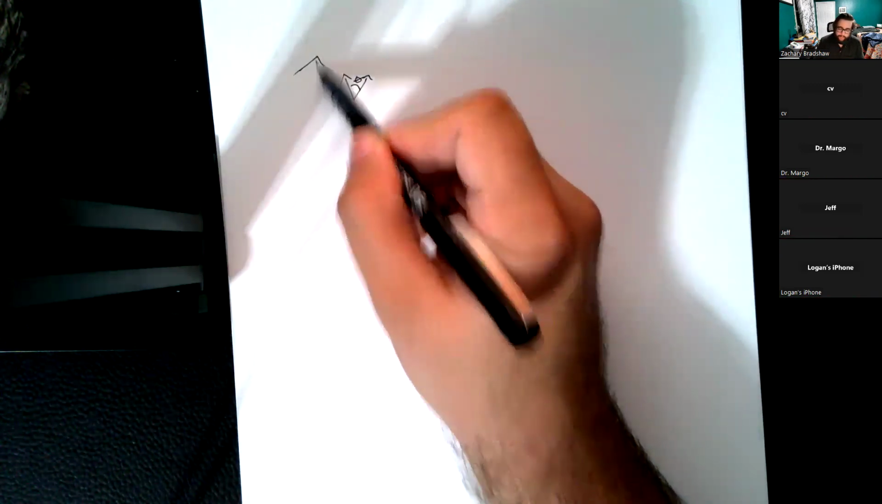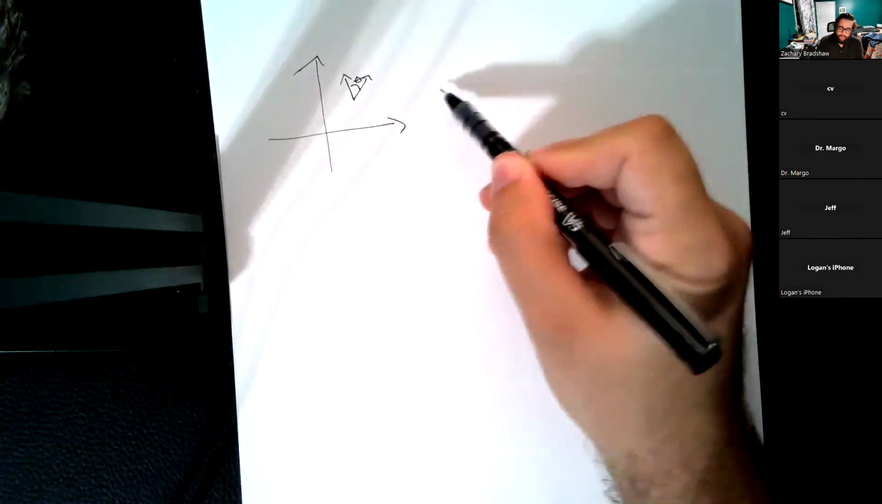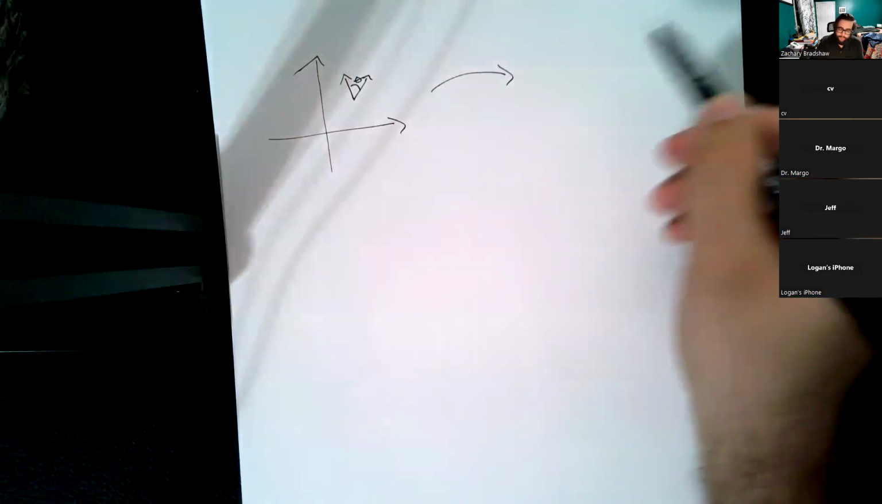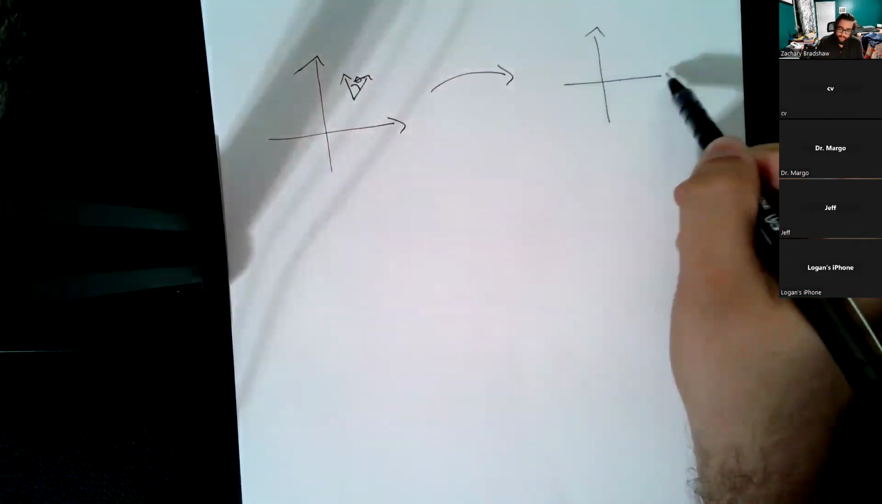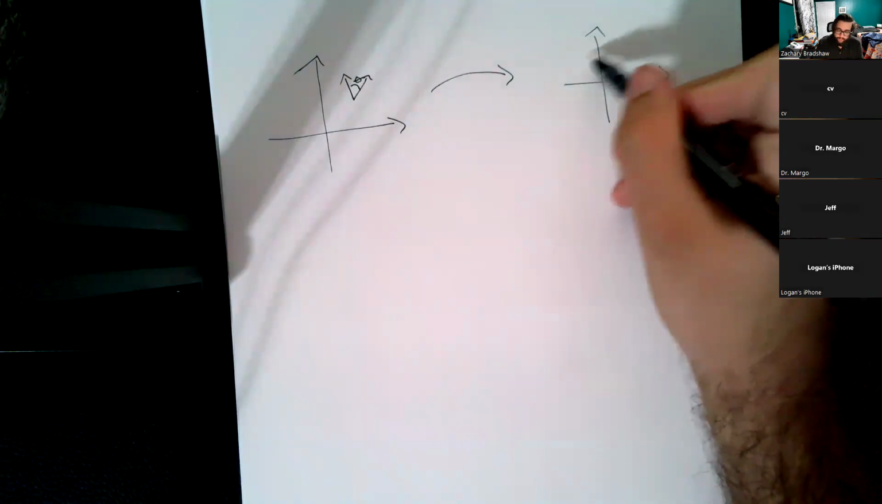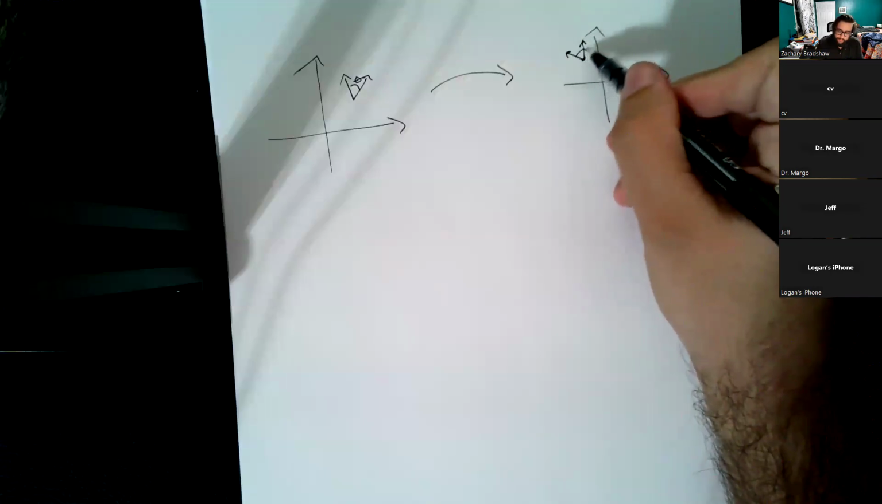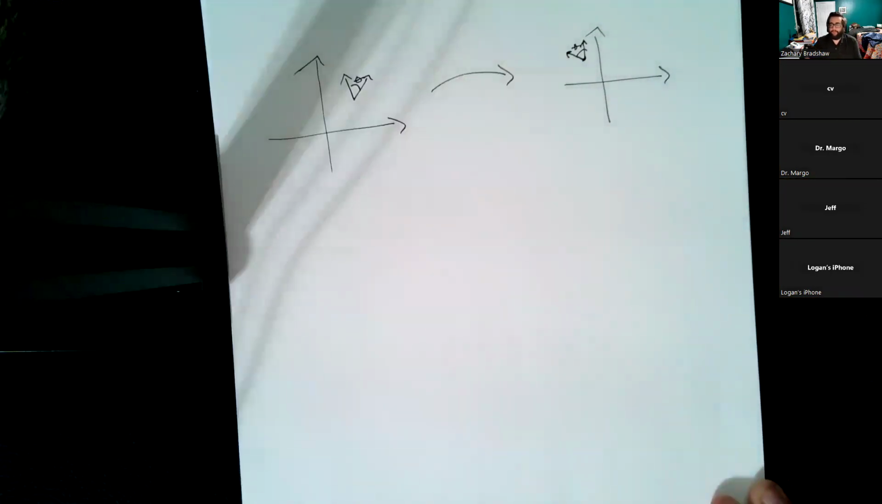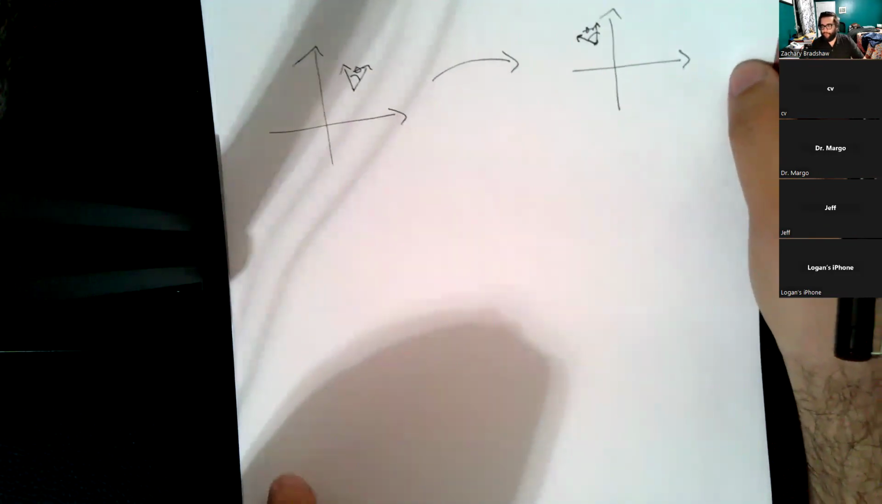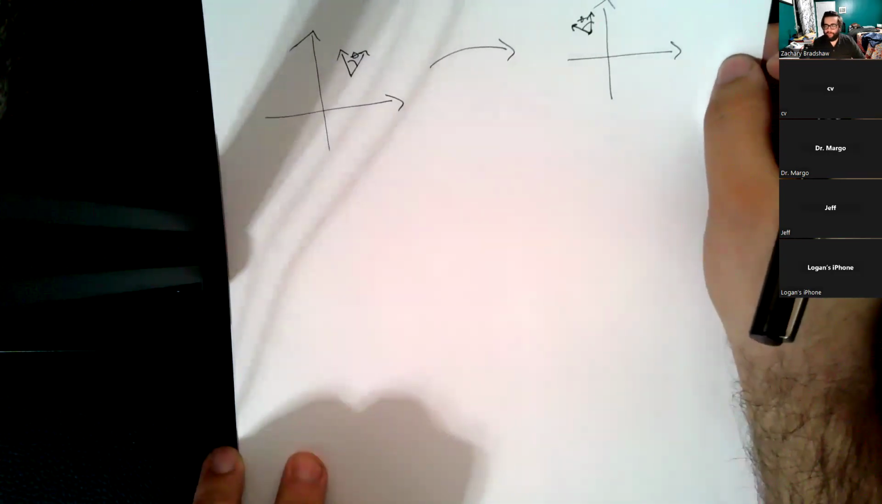So here's my z-plane. When I map this over to my w-plane, wherever this thing goes, maybe it goes over here, the angle between these two vectors will stay the same. Okay, so let me formalize that. I haven't even told you what a vector is in the complex plane yet.